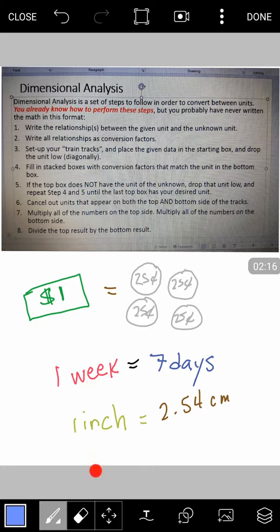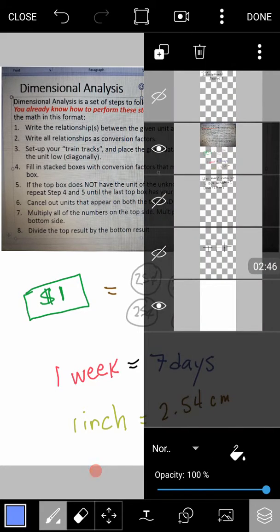Dimensional analysis is a way for you to use that given info, these 3 things I have written here in color, that given relationship for each of these things, to convert to something you don't know. For instance, I said that $1 has 4 quarters in it. Well, what if I want to know how many quarters I need for $20? Dimensional analysis is a set of steps to follow using that given relationship that we already know.